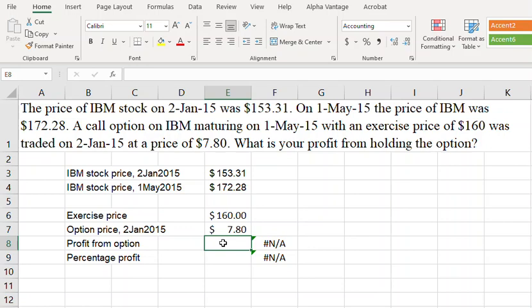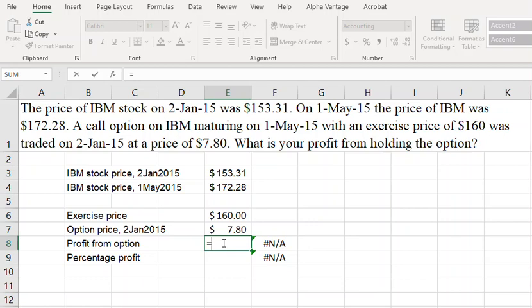And the way that we do that is the option could either expire in the money, at the money, or out of the money. In this case, this option is in the money because you can exercise at a price less than the market price. If the option was at the money, that would mean the exercise price would be the same as the price in the marketplace. And if the option's out of the money, that would mean the call is at an exercise price greater than the price of the underlying asset, which is IBM stock on May 1st.